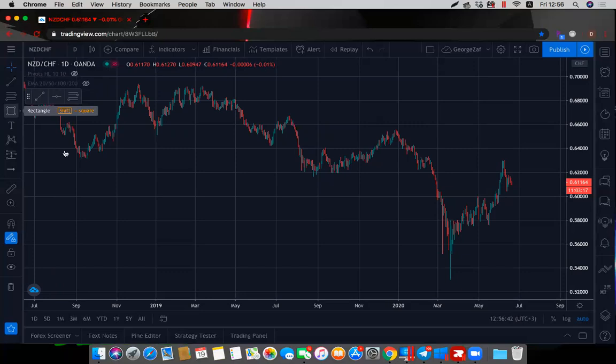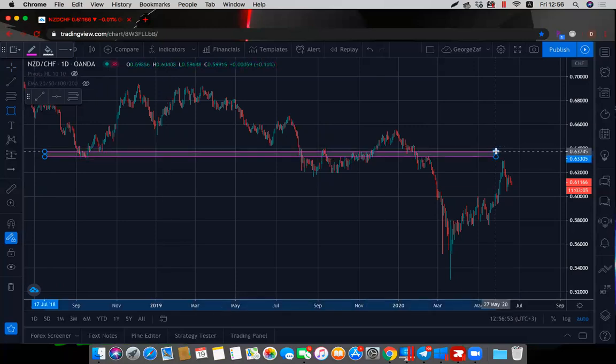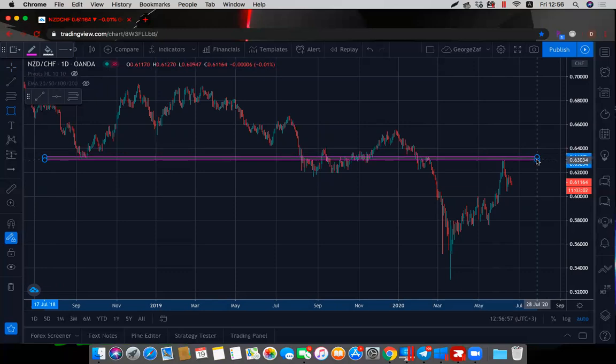So as I can see, there is a zone here, first of all, okay? The support and resistance, you just click and put the zone here. Look at this. This is support and resistance.